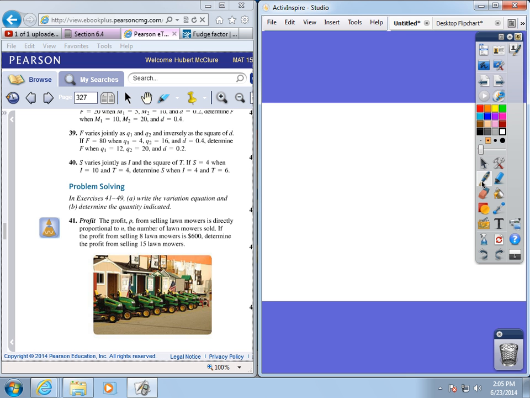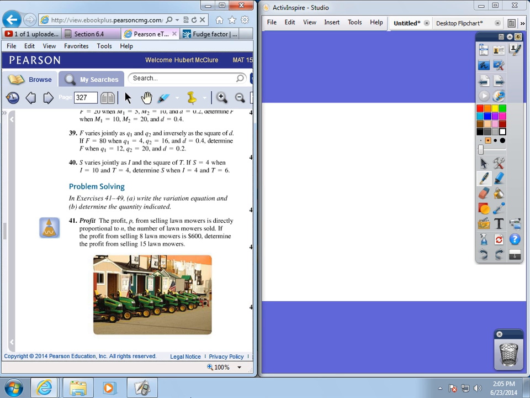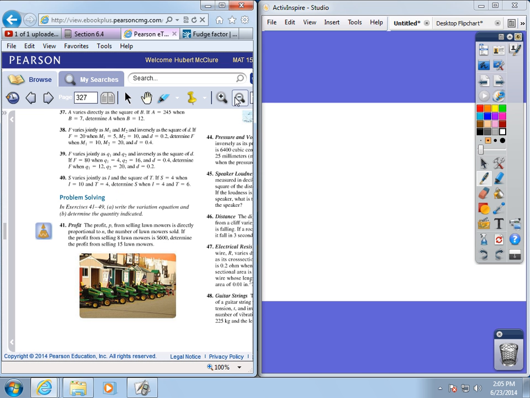All right, so we're doing what, 38? And 38 says F is varies jointly as K M sub 1 M sub 2 and inversely as D squared. That's what you should have.